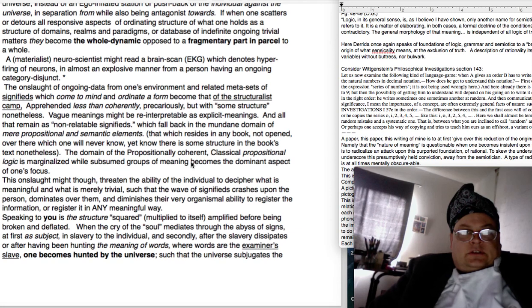A materialist, or a materialist neuroscientist, might read a brain scan, EKG, which denotes hyperfiring of neurons in almost an explosive manner from a person having an ongoing category disjunct.